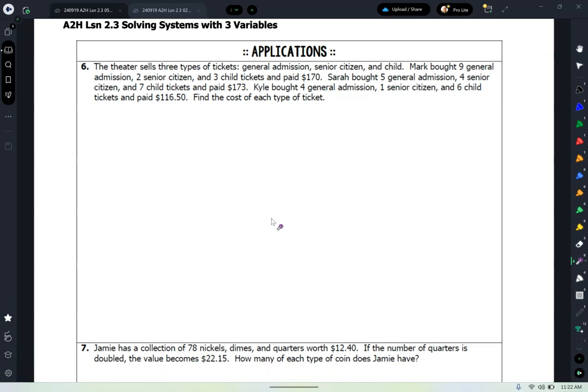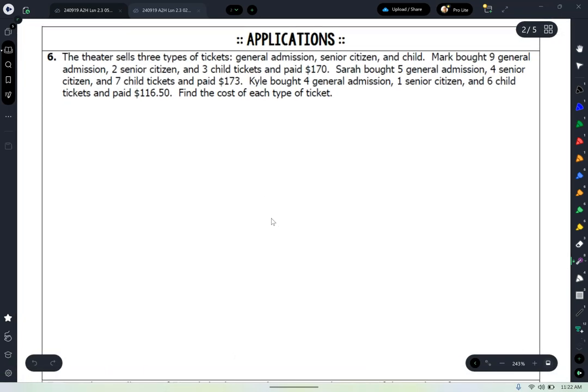Applications of 3-variable systems of equations. A theater sells 3 types of tickets: general admission, senior citizen, and child tickets. Mark bought 9 general admission, 2 senior citizen, 3 child, paid $170. Sarah bought 5 general admission, 4 senior citizen, 7 child tickets, paid $173. Kyle bought 4 general admission, 1 senior citizen, 6 child, paid $116.50. Find the cost of each type of ticket.